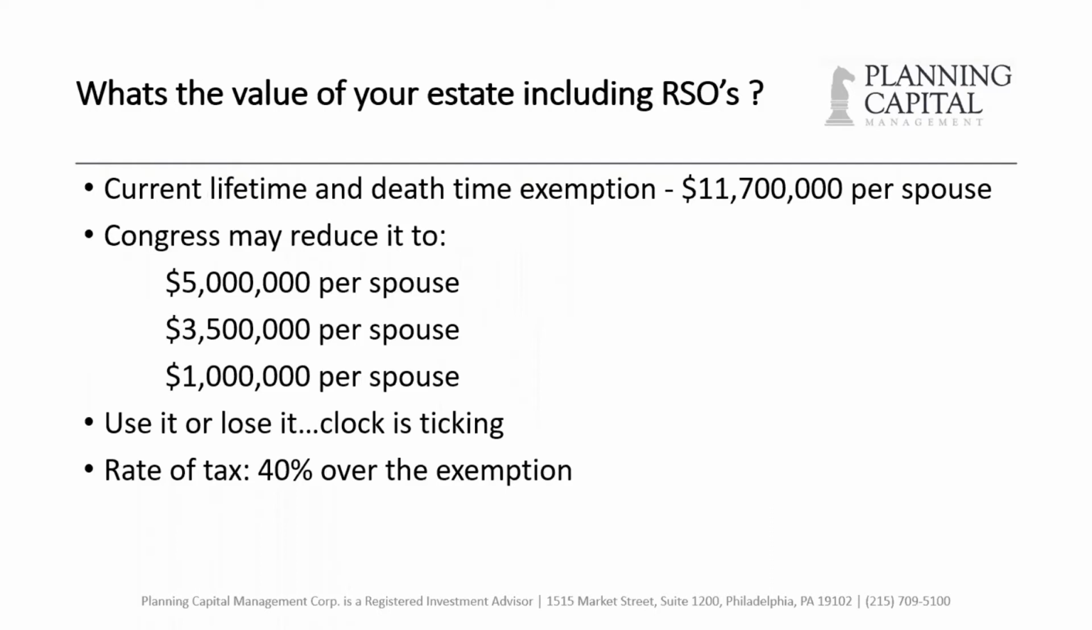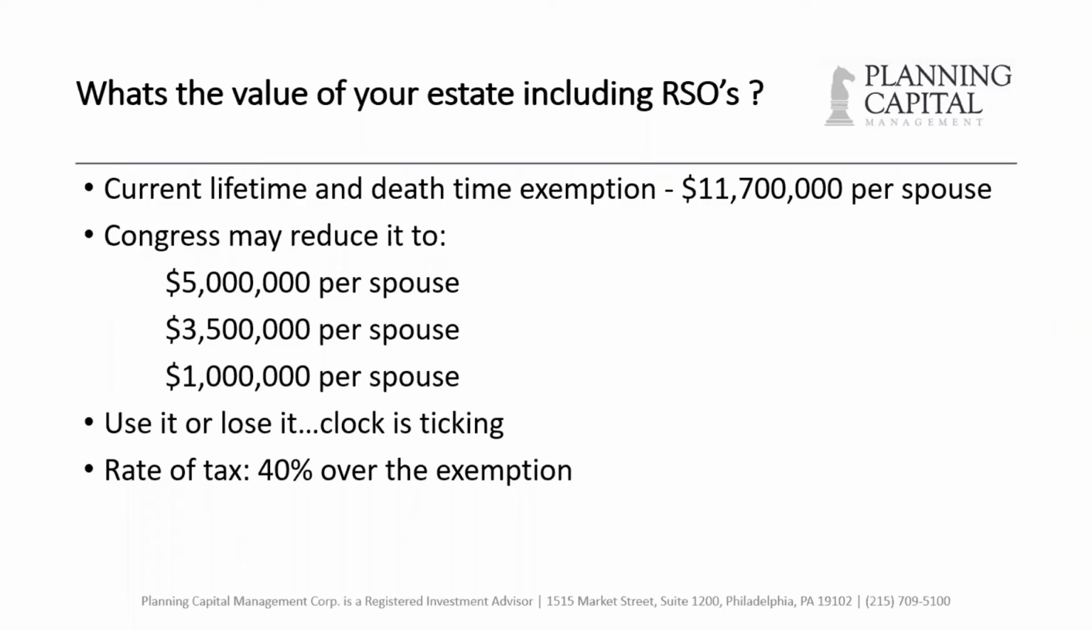So you see here the exemptions that I was referring to. You need to know that the current utilization of your lifetime exemption is a use it or lose it strategy. That is, if you don't utilize your lifetime exemption now, or a part of it, and then Congress changes the exemption amount or reduces the exemption amount to 5 million, 3.5, or a million, that's it. You've lost it and you can't get it back. And I say the clock is ticking.